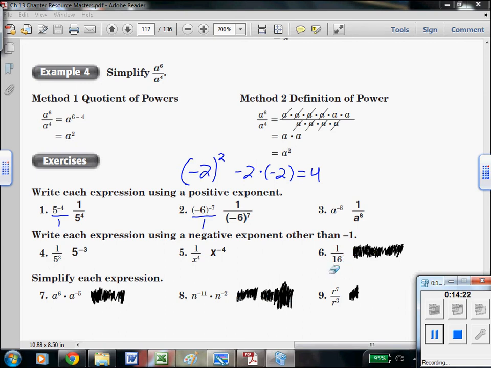Now I gave you a hint for number 6. I said for number 16, let's be creative. Instead of saying 16 to the negative 1 power, they said other than negative 1. So 16 is a perfect square. 4 times 4 is 16. So technically on the bottom, we have 4 squared down there.